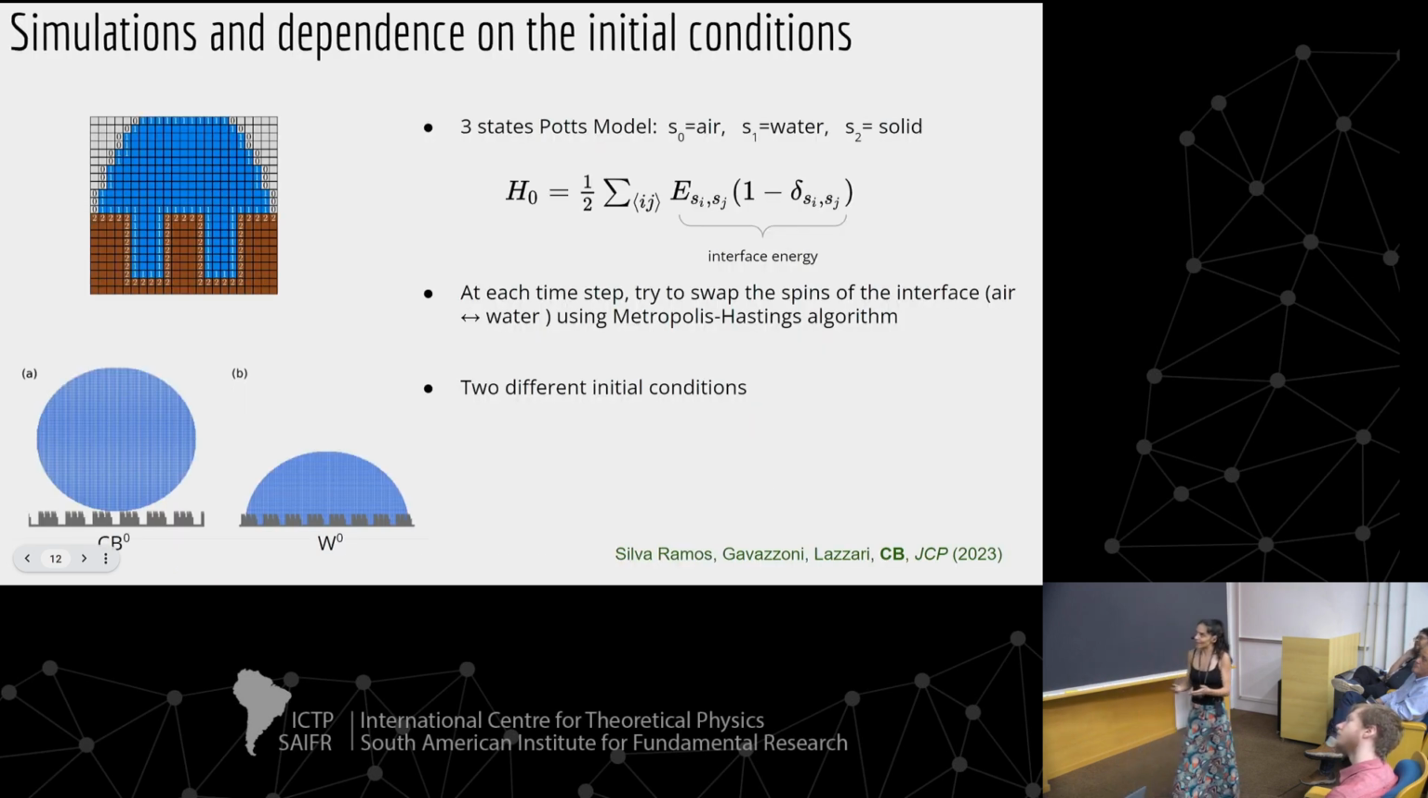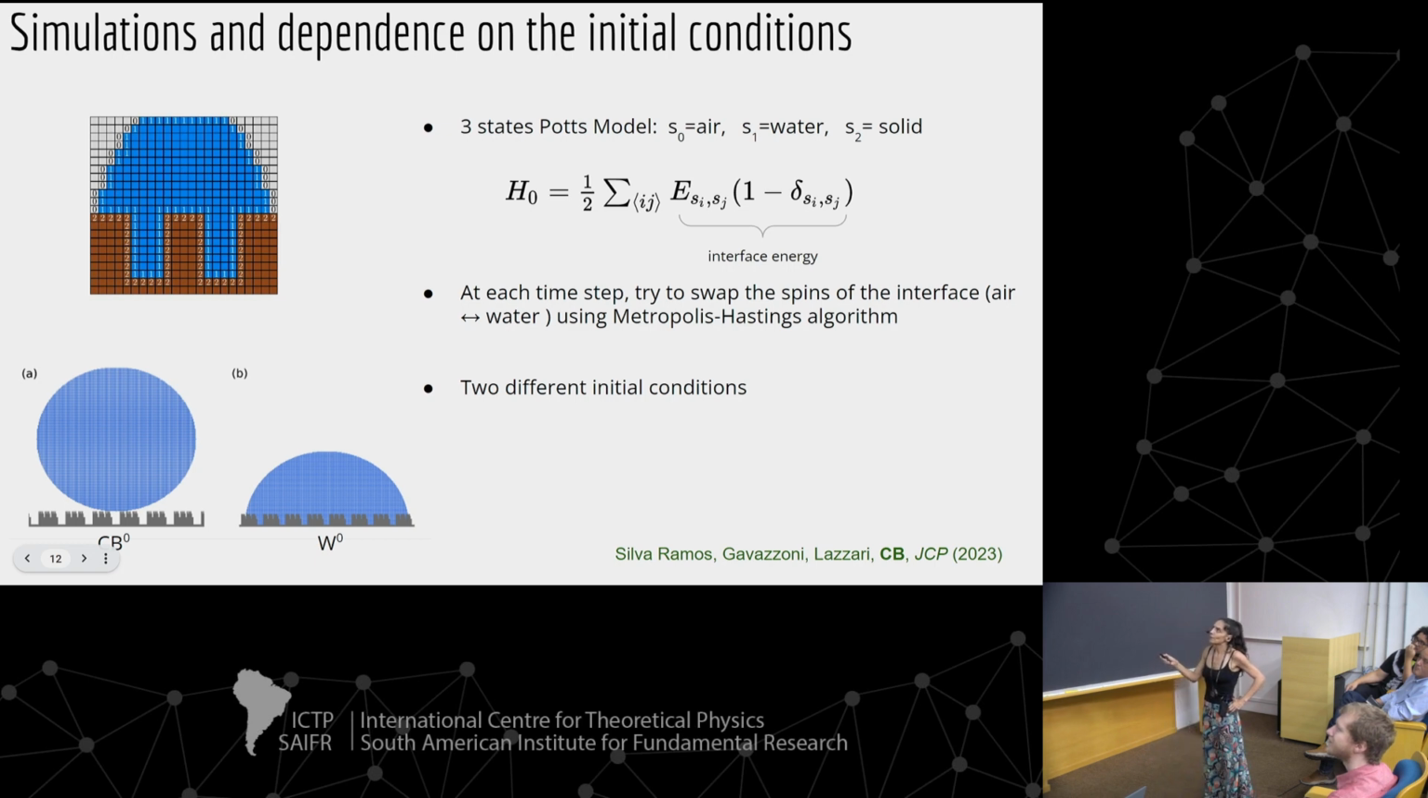And then we tested the metastability hypothesis, in the sense that we tested if there is some dependence on initial conditions. What we did was to consider a model that we use quite often, the three-state Potts model. What you see here is a slice of a 3D droplet. We cut it in boxes, and for each site, or each spin, we assign a number. Let's say for water it is 1, for air it is 0, and for the surface it is 2.